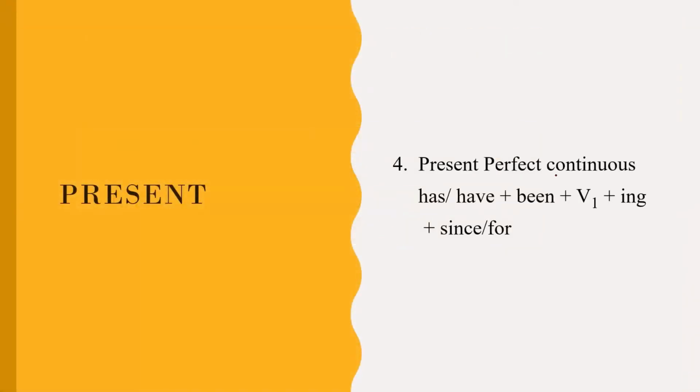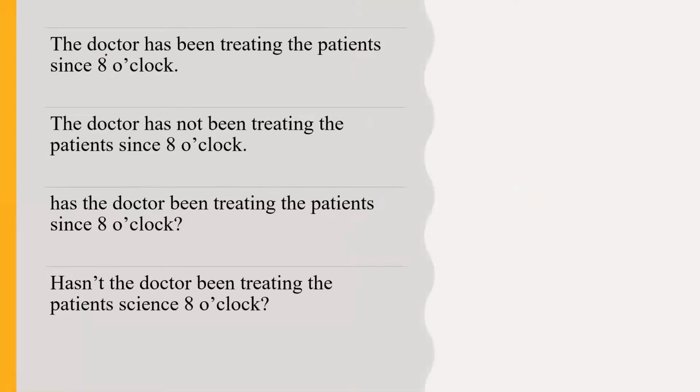Fourth, present perfect continuous. Formation: has or have plus been plus first form of verb plus ing plus since or for. The doctor has been treating the patients since 8 o'clock. Here this sentence is affirmative as it is positive. The doctor has not been treating the patients since 8 o'clock. Here it is a negative sentence as between the helping verb and been is a not, a negative word.